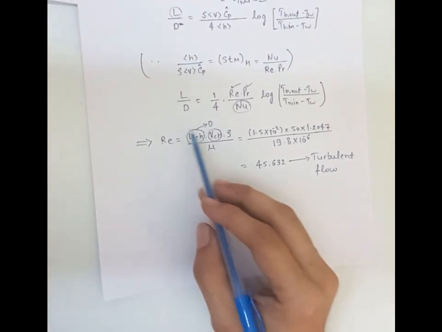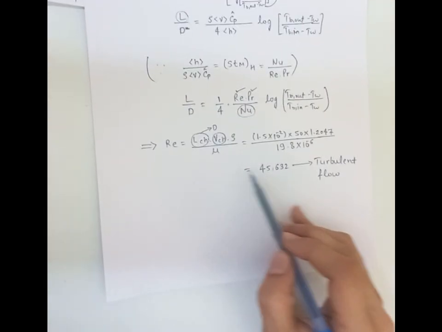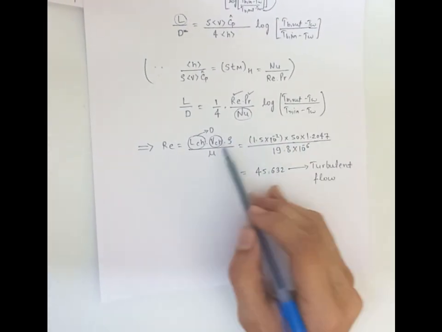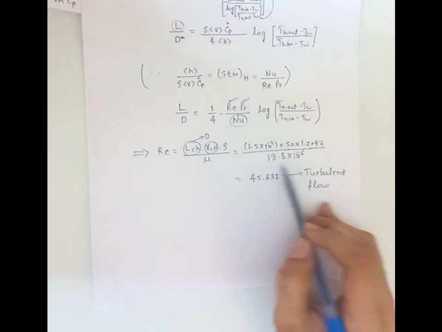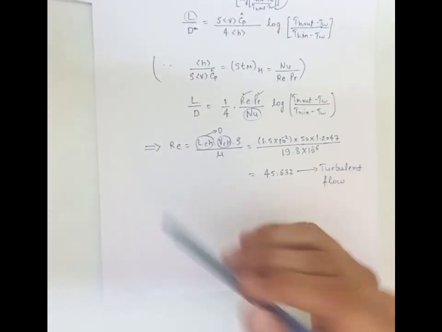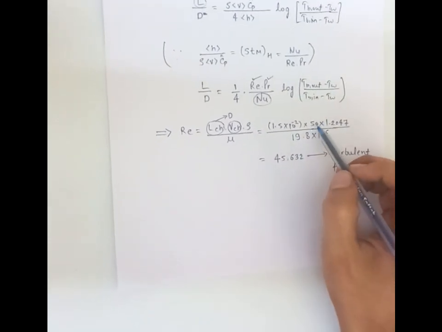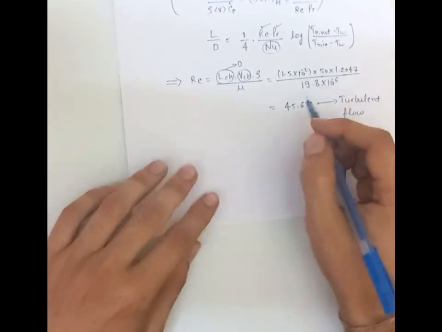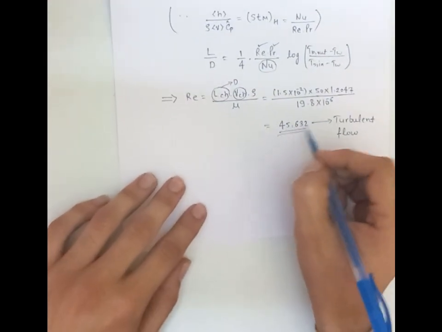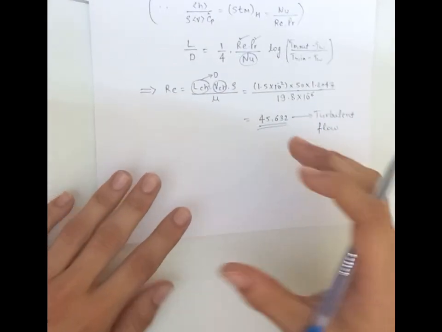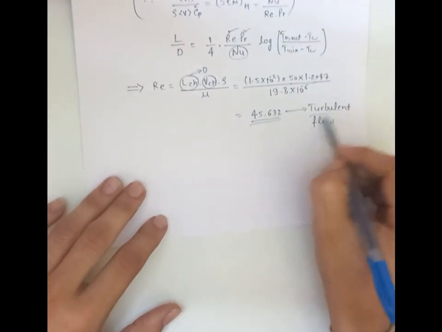Now we have already found the value of the Reynolds number using this relation, and we substituted all the values like density of the fluid, viscosity of the fluid, and diameter, that is the characteristic length. Here is the diameter, and we have the velocity. Now we can see the value is very high, that is 45,000. So this is properly in the turbulent region. The flow is completely turbulent.